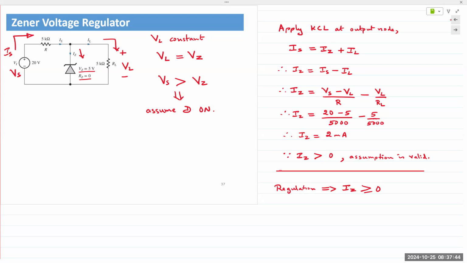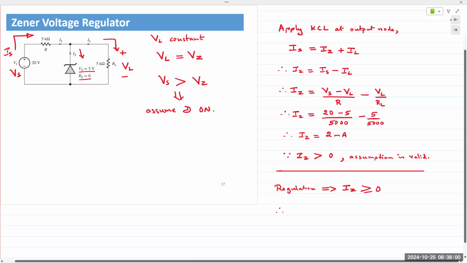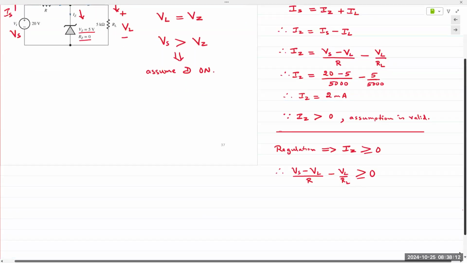Because if the load resistor falls below a minimum value, then the load current is going to increase and the Zener will not receive sufficient levels to turn on. So if Iz must be on, we can take the previous equation and state that (Vs minus VL) over R minus VL over RL must be greater than or equal to 0.